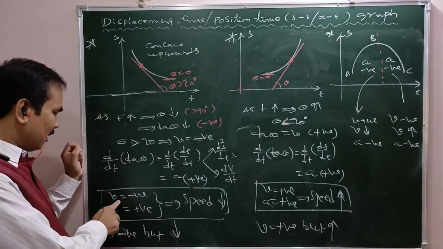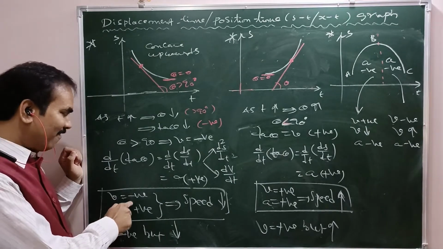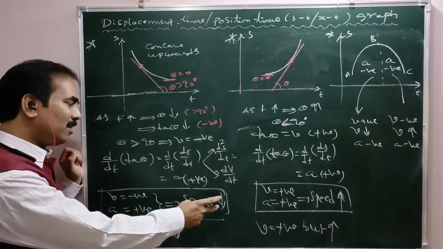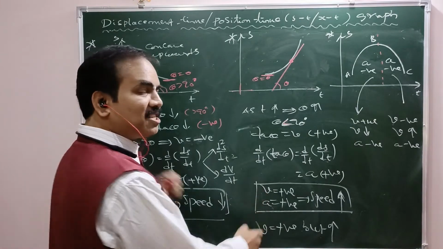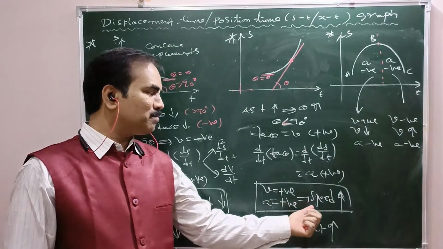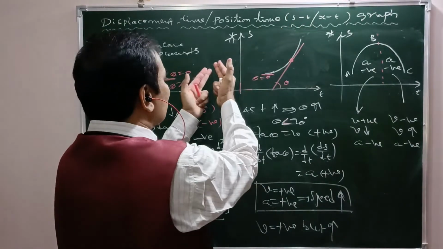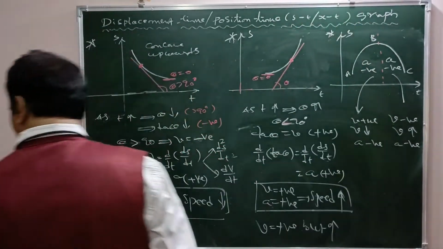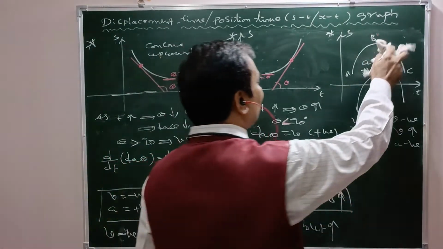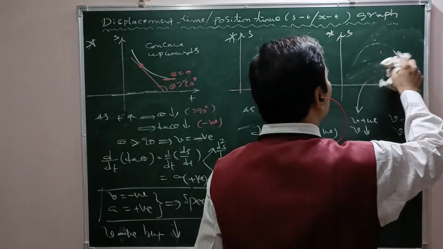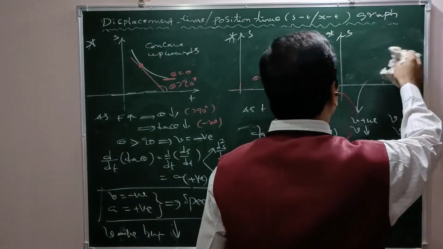See here once again, when velocity and acceleration have different signs, speed is decreasing. When velocity and acceleration have the same sign, speed is increasing. Right? If I combine both diagrams into one unique diagram like that.